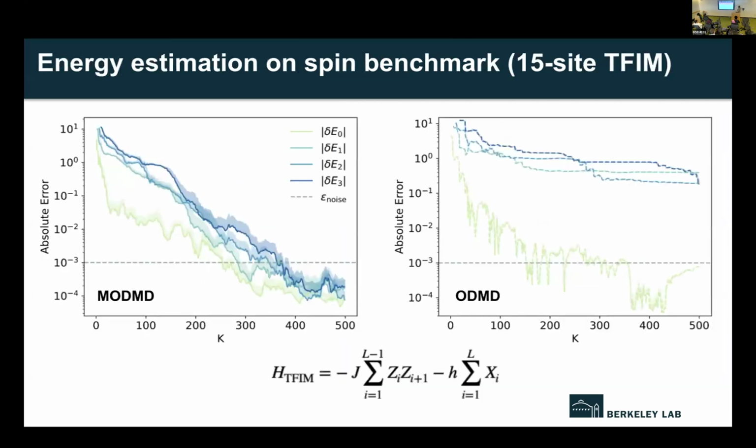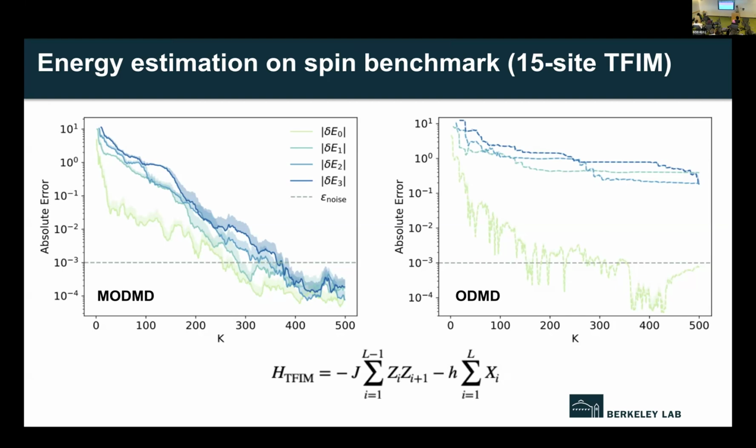Okay. So now I want to show you some numerics. For a numerical demonstration, we're looking at the estimation of ground and excited state energies of a transverse field Ising model as our standard benchmark. So here we just pick some unit time step and do time evolution on a uniform time grid. And what we're plotting is the error in the energy estimation versus the number of time steps we take. The left figure shows the result using a multi-observable signal, whereas the right figure shows a single observable result.